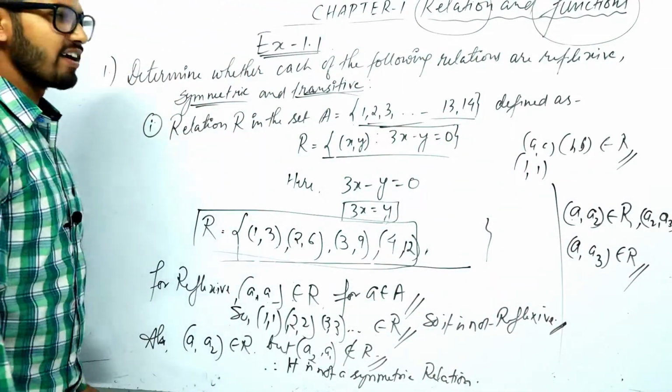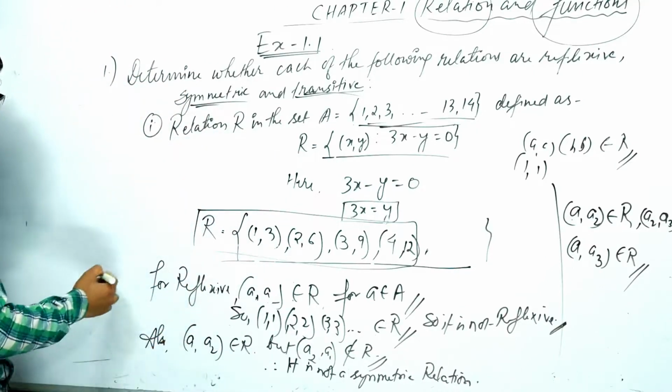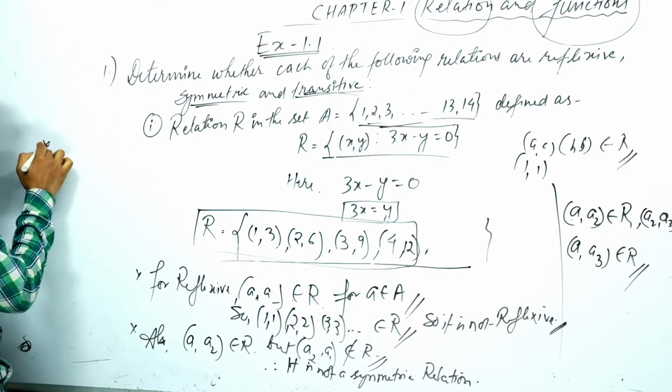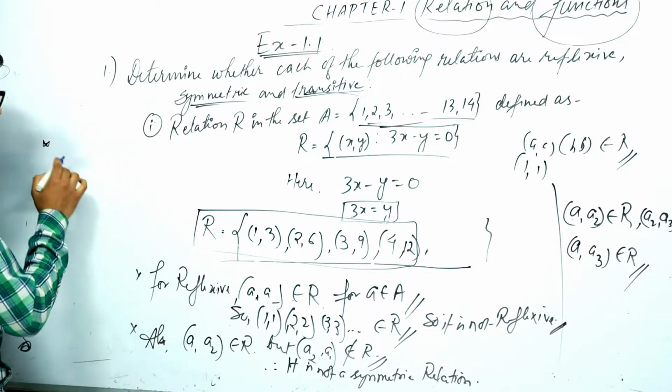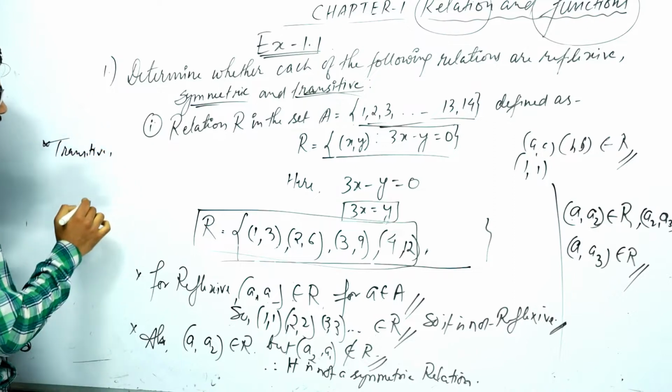Where shall I write? Let me write here. After these statements, the second statement and third statement I am writing here for better reference. As the space is limited, let me write transitive. So transitive case, transitive. Why?